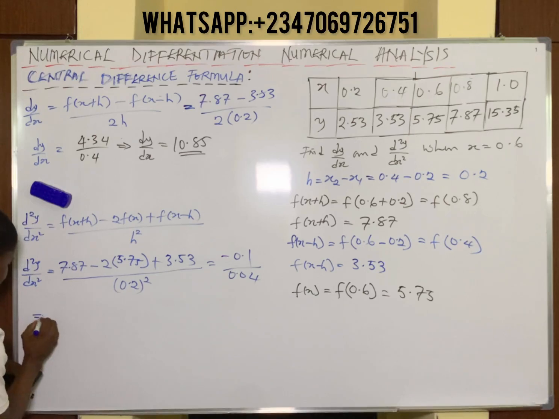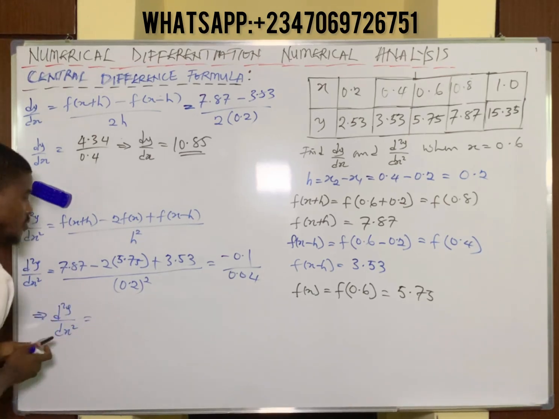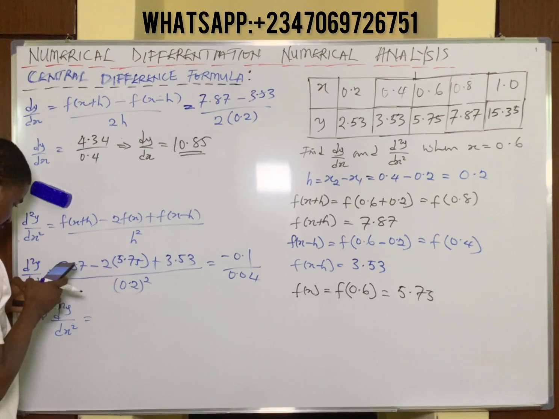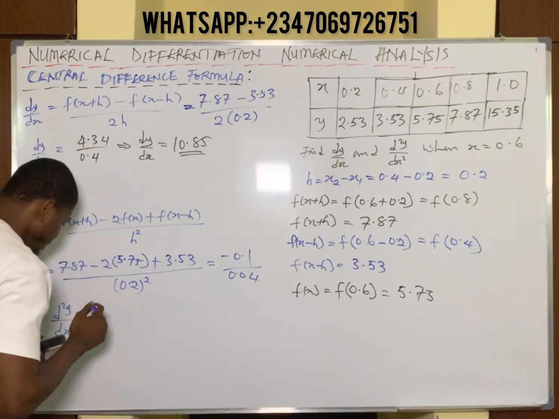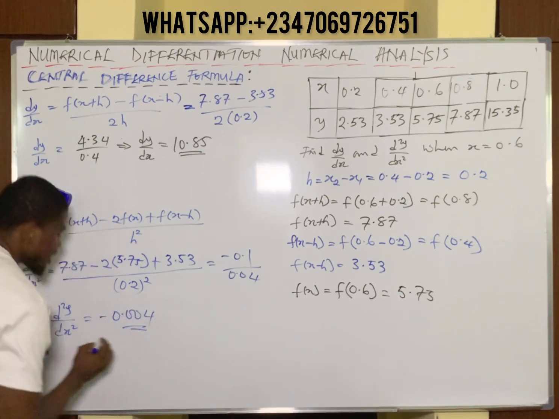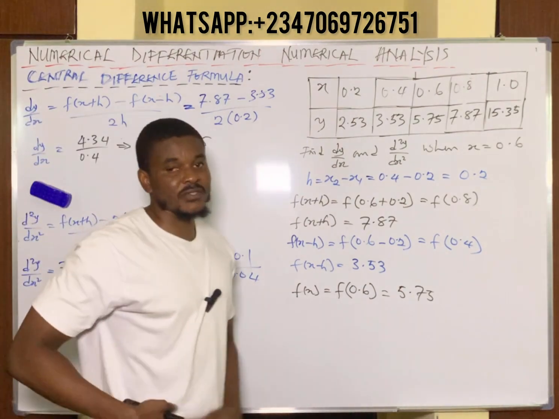So this implies that our double derivative, d squared y over dx squared, is going to be equal to, let's find negative 0.1 divided by 0.04. That gives us negative 0.004. So you have negative 0.004. And this becomes the second derivative approximation for that given question.